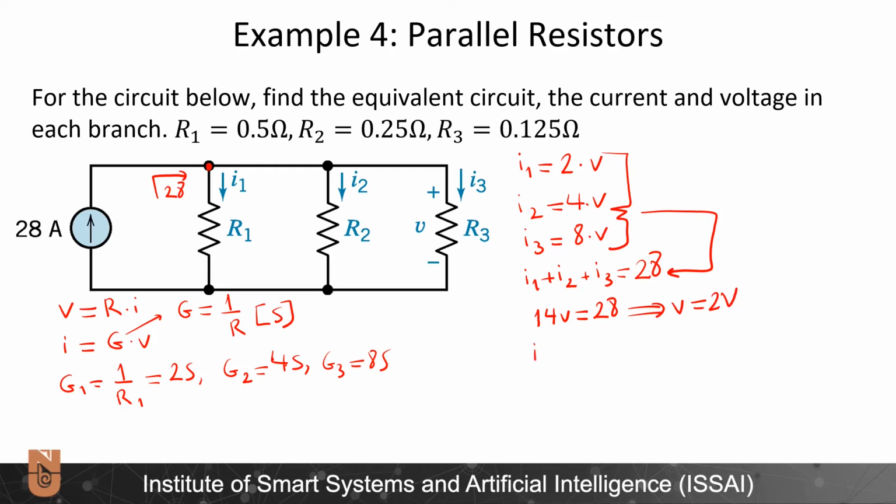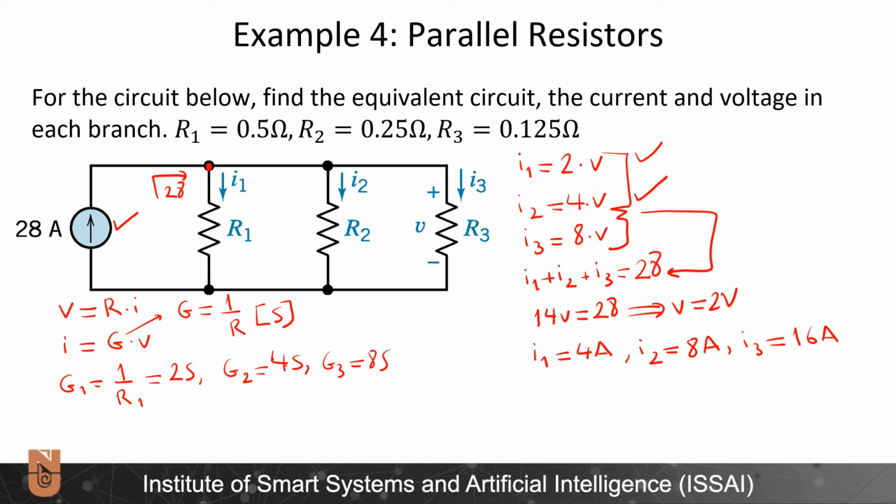Then, in order to find I1, I simply use this equation here. 2 times 2 volts is equal to 4 amperes. For I2, I use the second equation, and I end up with 8 amperes. And I3 will be accordingly 16 amperes. And if I add 4, 8, and 16, I end up with 28 amperes, which is the amount of current supplied by this source. So I found the voltages, I found the currents, and the equivalent circuit can be drawn as this.